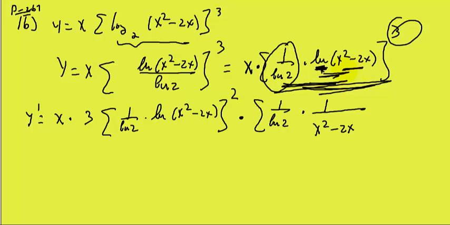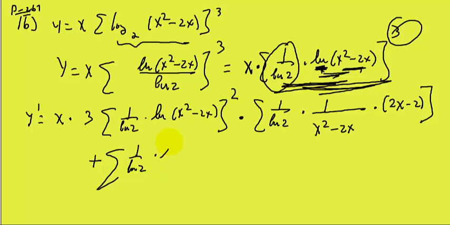Now I have to go inside of that and take the derivative, which gives me 2x minus 2. That's the first times the derivative of the second, plus the second, which is brackets 1 over ln of 2 times ln of (x squared minus 2x), raised to the third power, times the derivative of the first, which is 1. For those of you that really love algebra, you can go ahead and simplify that if you choose to.